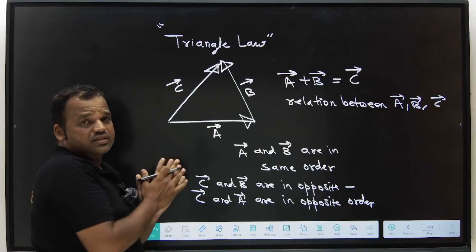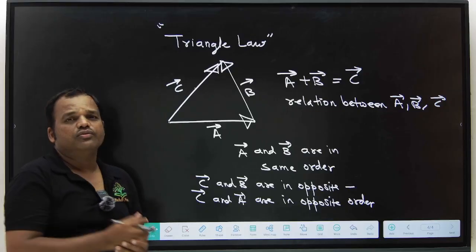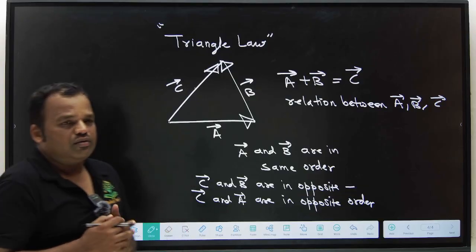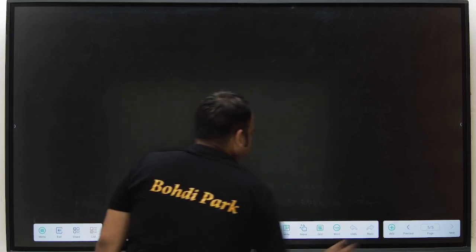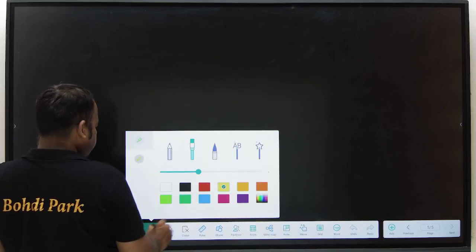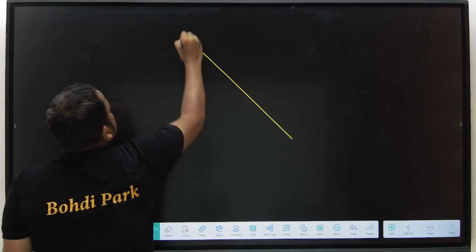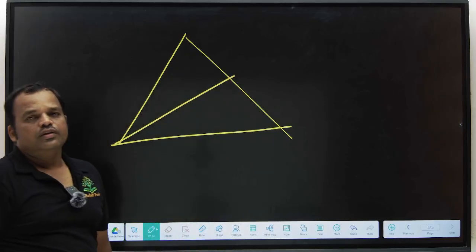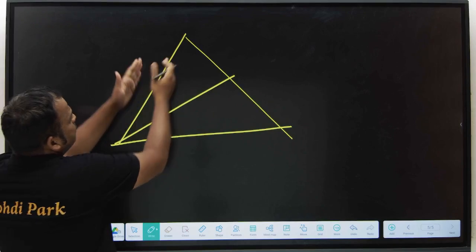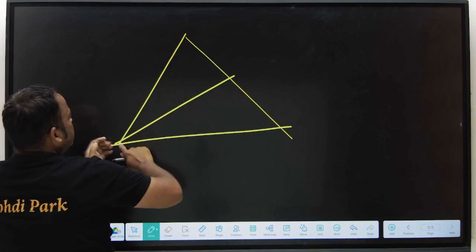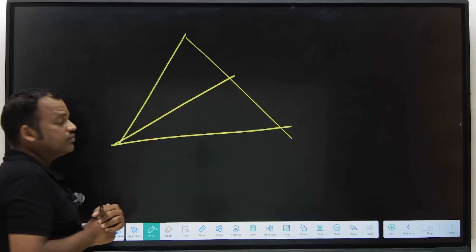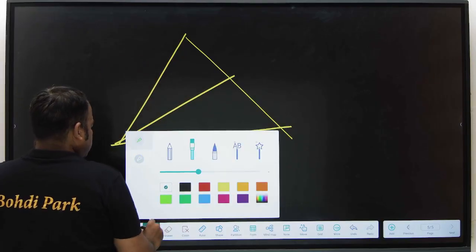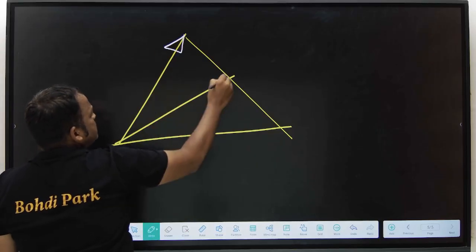Now how to use this triangle law in solving a question? So this is a vector topic. Now let's solve one question in which two triangles will be visible. As you can see, I have drawn one big triangle, then I have drawn another line. So now these two triangles are visible. Let's put arrows. So these are the arrows.